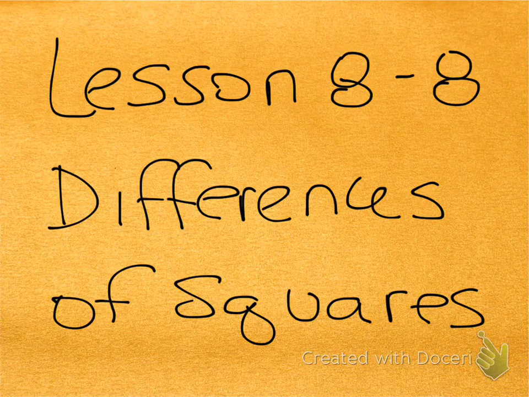Today we're doing lesson 8.8 on the difference of squares, which is about when a number is a perfect square. Perfect square examples could be 81, which is the square of 9. The square root of 81 would be 9. Any number times itself really would be a perfect square.